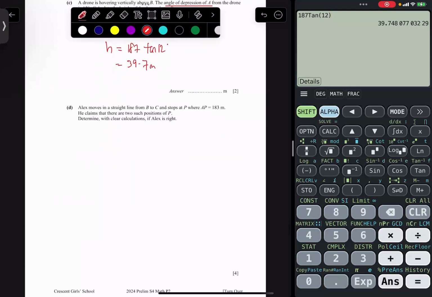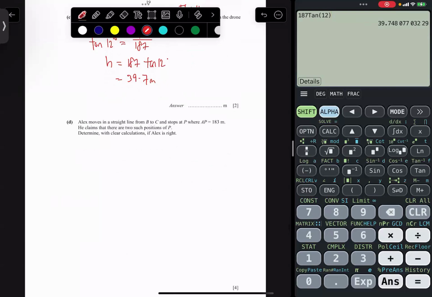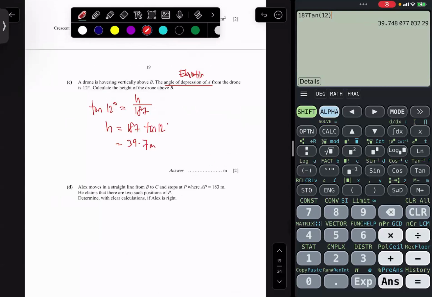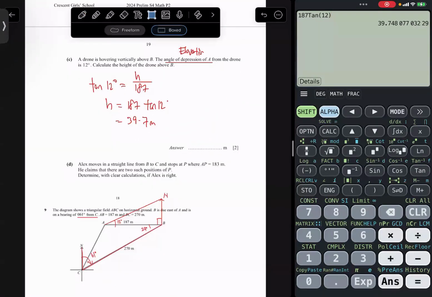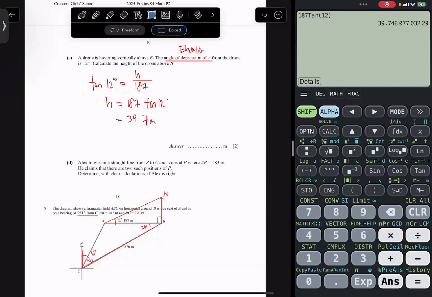Alex moved in a straight line from B to C and stopped at P, where AP equals 183 meters. He claims that there are two such positions of P. Determine with clear calculation if Alex is right. Okay, let's copy the diagram over here so that I don't need to keep scrolling up and down.